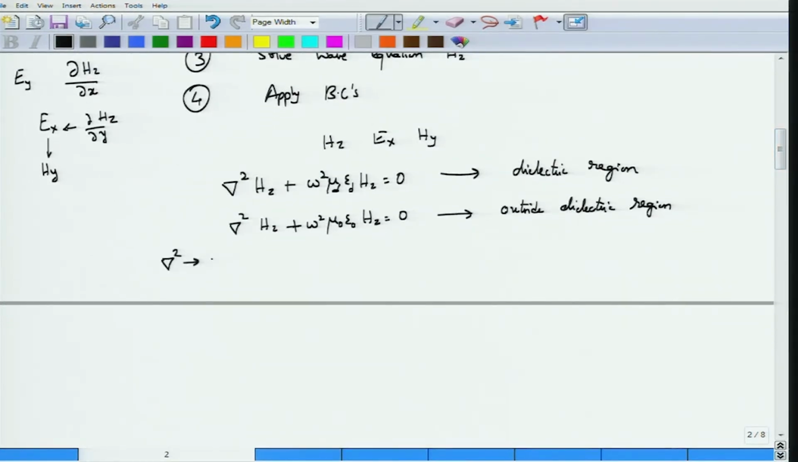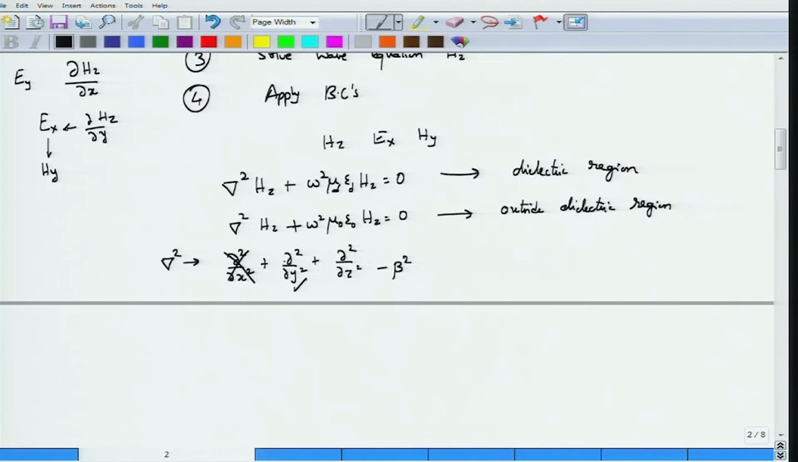Del square of course consists of del square by del x square plus del square by del y square plus del square by del z square. I have no dependence on x, therefore the first term vanishes. I do not know the dependence on y, therefore the second term remains. I know the dependence on z, so del square by del z square is basically minus beta square, right. So this is what I have. So this is minus beta square, and you can substitute this into the expression to obtain Hz both in the dielectric and outside the dielectric region.